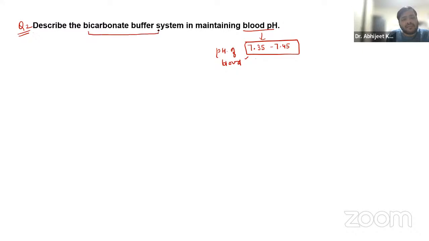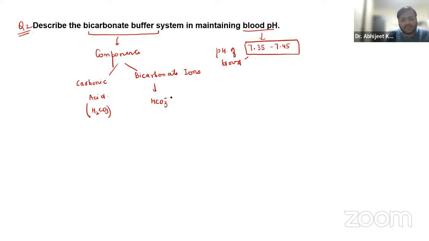Now, when I say bicarbonate buffer system, what are the components, guys? Components are basically two. We have the carbonic acid and we have the bicarbonate ions. Carbonic acid is H2CO3, and bicarbonate is HCO3 minus, right? So basically, HCO3 minus acts as a conjugate base, and carbonic acid is basically a weak acid, right?